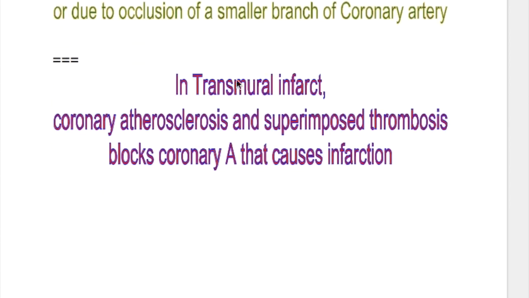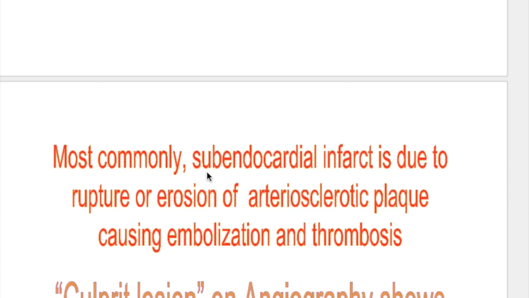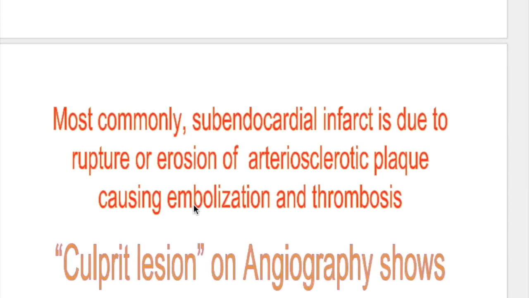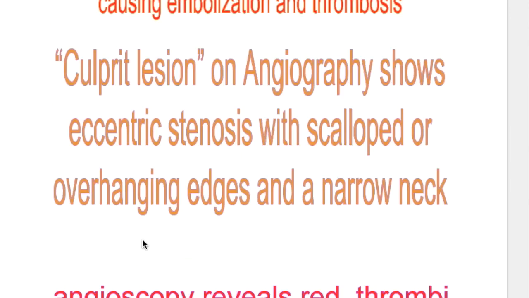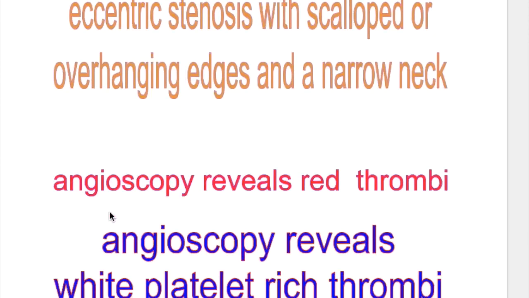coronary artery. In transmural infarct, coronary atherosclerosis and superimposed thrombosis block the coronary artery and cause infarction. Most commonly, subendocardial infarct is due to rupture or erosion of atherosclerotic plaque causing embolization and thrombosis. And what's the culprit lesion in subendocardial infarct? Culprit region on angiography shows eccentric stenosis with scalloped or overhanging edges and a narrow neck. Angiography in transmural infarct reveals red thrombi, whereas angiography in subendocardial infarct reveals white platelet-rich thrombi.